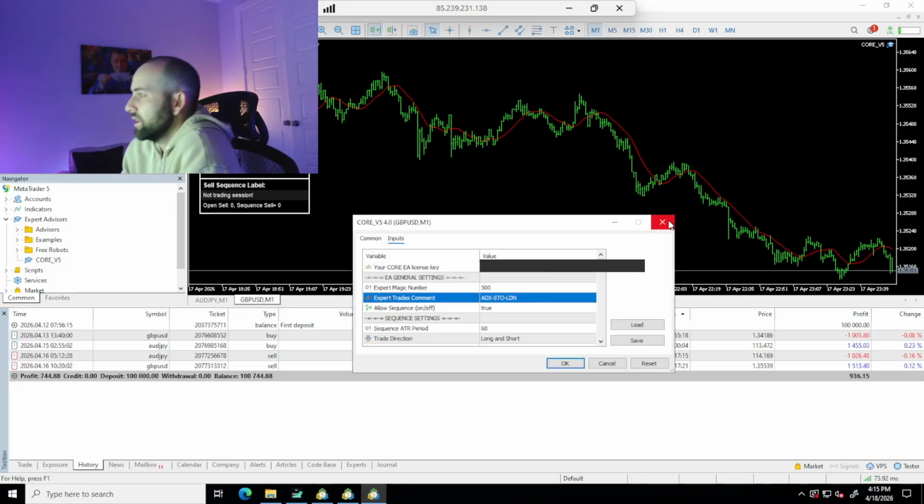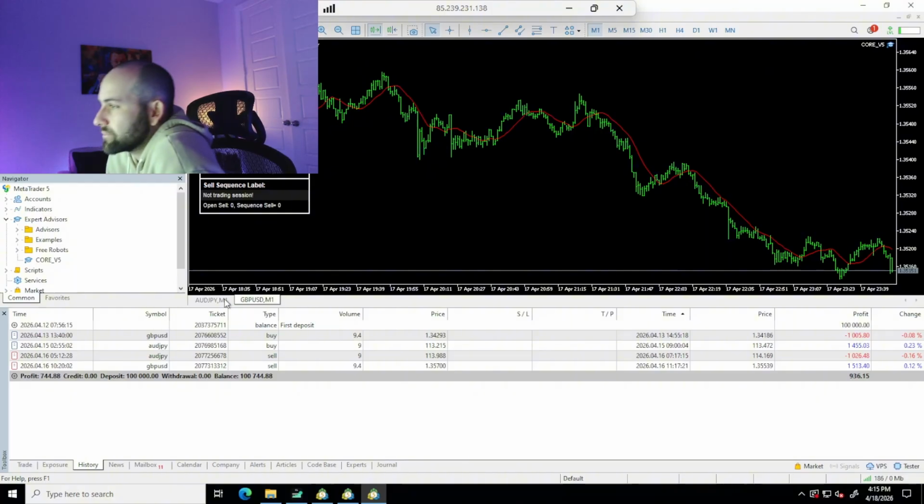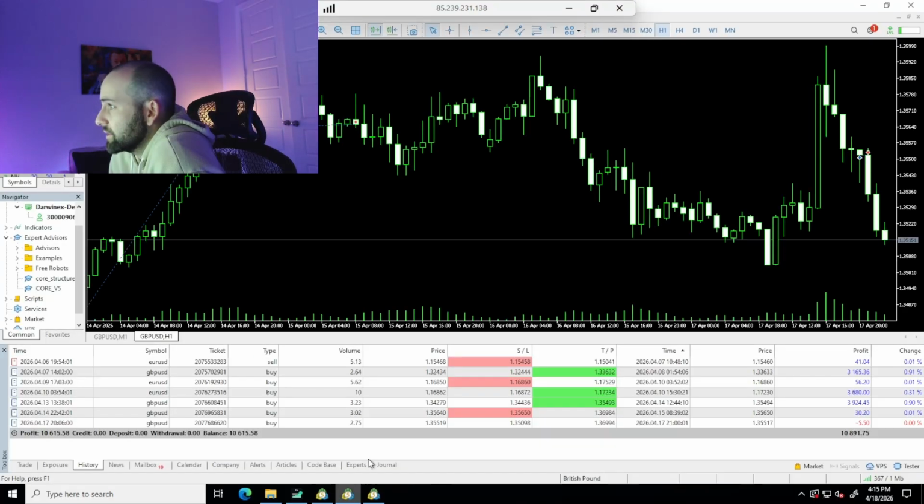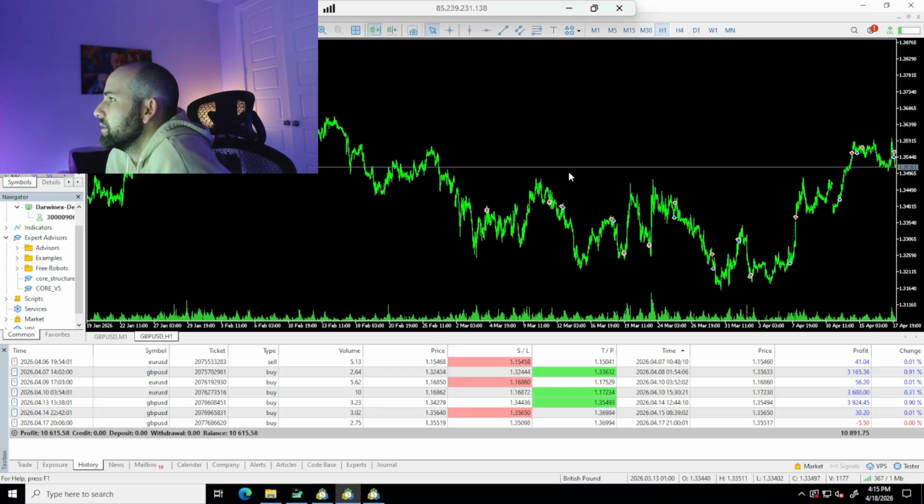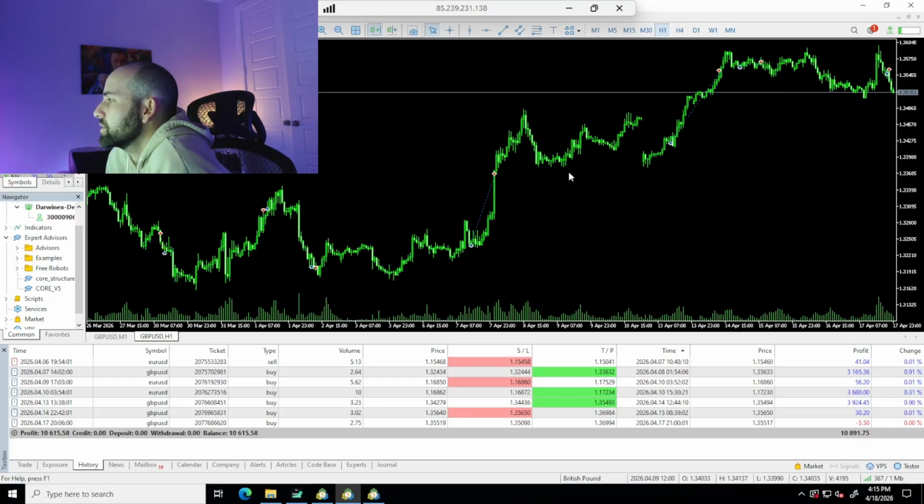ADX stuck London. That's what that was. Anyways, about 1%, not bad, right? Considering. And then let me see here. Okay, so this is the core structure. So I'm going to show you this in a different way. Okay, there we go. So core structure. This is core structure.